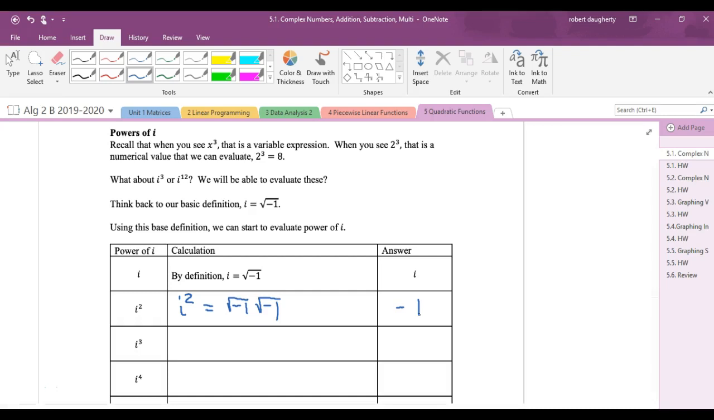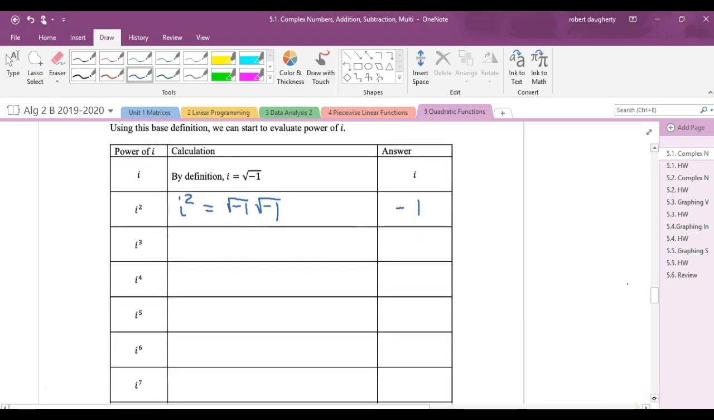Okay, so i squared is negative 1. Now let's figure out what i cubed is. What about if I write i cubed is equal to i squared times i? Is that true? Should be true. i cubed is i squared times i. Okay. What is i squared? Negative 1. So this is negative 1 times i. What is that? What's negative 1 times i?